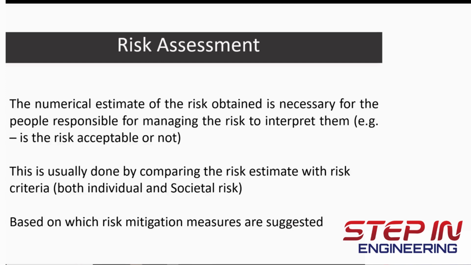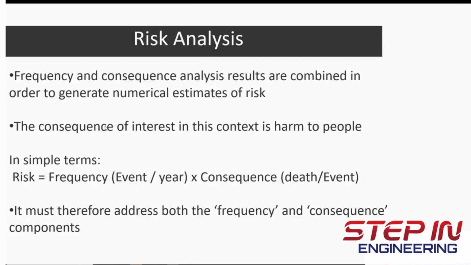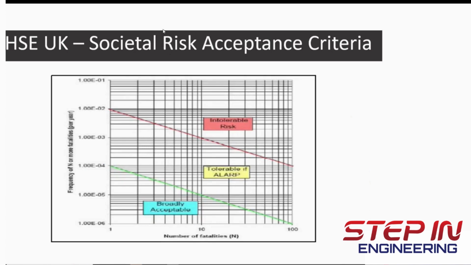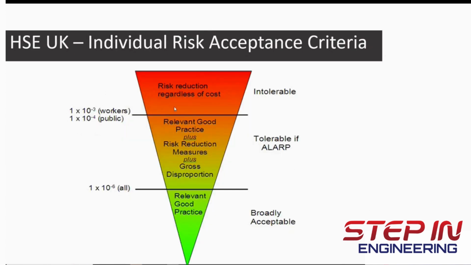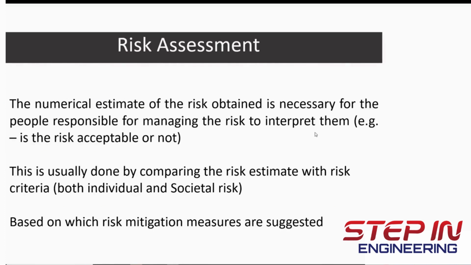Whatever risk you have evaluated with respect to individual risk and societal risk, once you assess it with this criteria that I have shown here, that is what risk assessment is. The result of the risk assessment is that you will categorize the individual risk as acceptable, ALARP, or unacceptable, or categorize the societal risk in the same way.